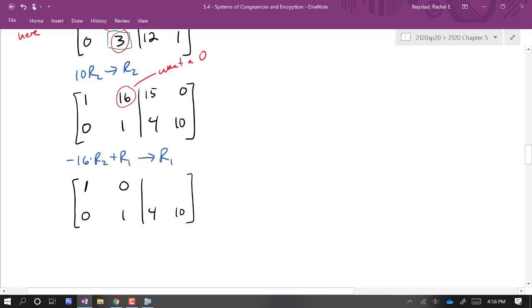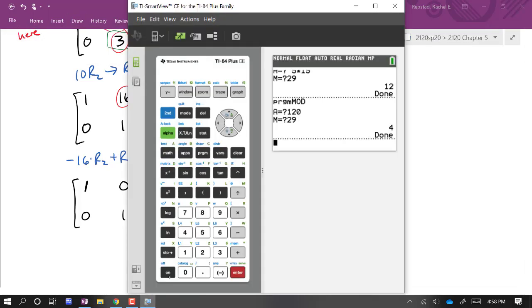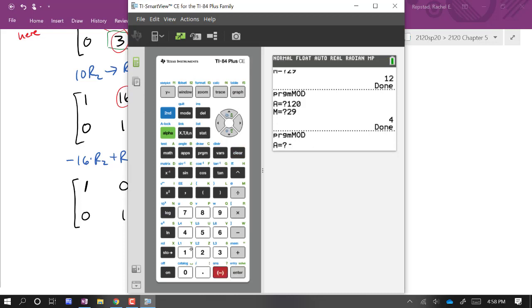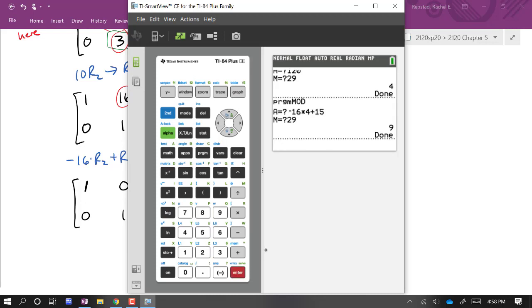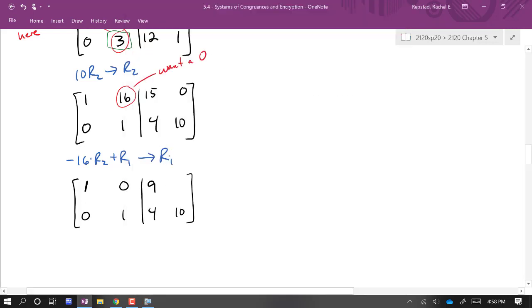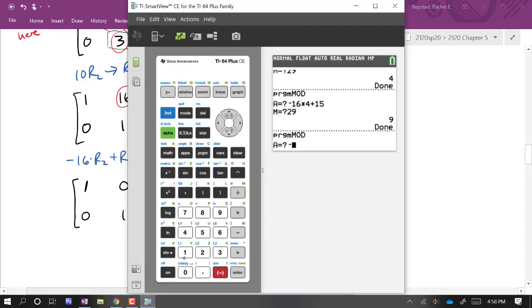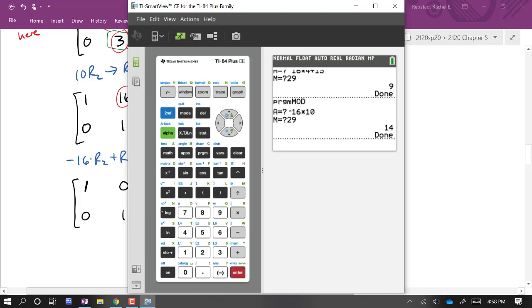Negative 16 times 4 plus 15 is what we want to do. So I'm going to use this. Negative 16 times 4 plus 15. I'm going to enter the program again. Negative 16 times 4 plus 15. I'm going to reduce that mod 29, and we get 9. And negative 16 times 10 plus 0, mod 29 is 14.